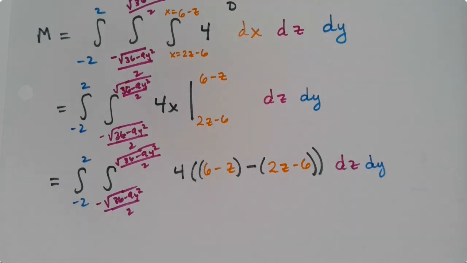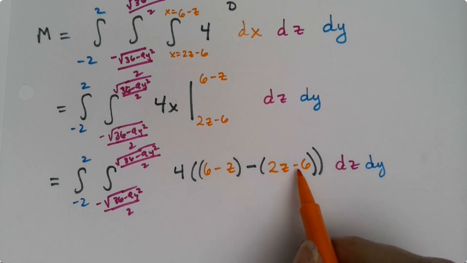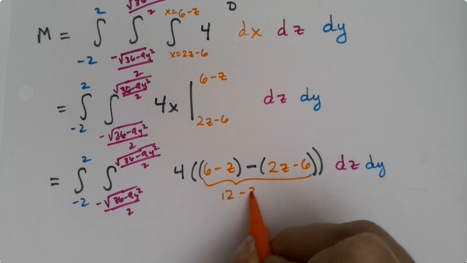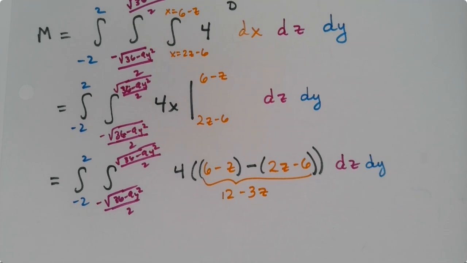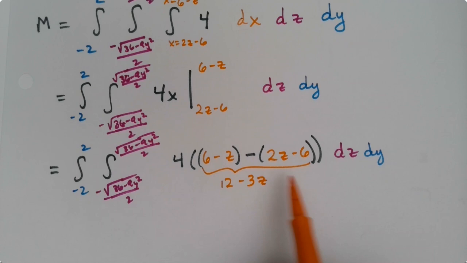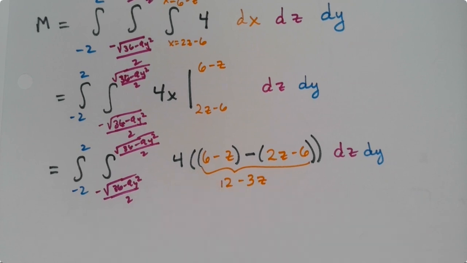Let's think. 6 take away a negative 6 is 12, right? So that's 12z, and then negative z minus 2 more z is minus 3z. So this is 12 minus 3z right here. So if we multiplied 4 times the whole thing, it'd be 48 minus 12z. So we could do that, or we could bring the 4 out. I mean, it doesn't really make any difference.